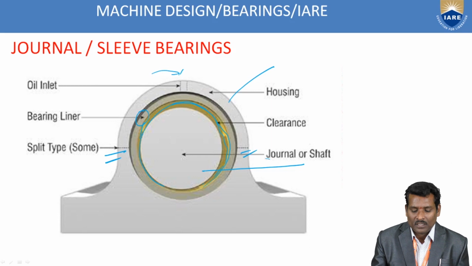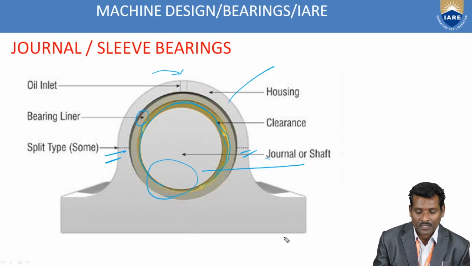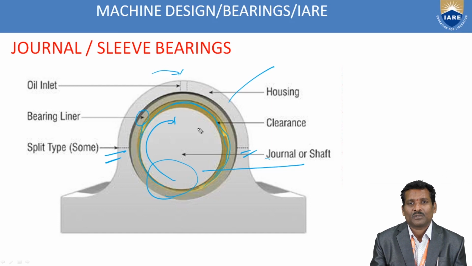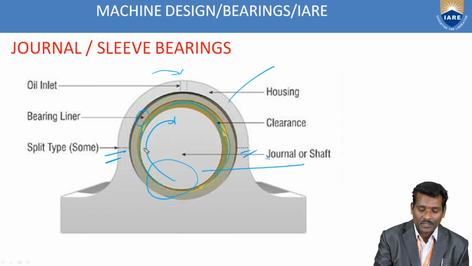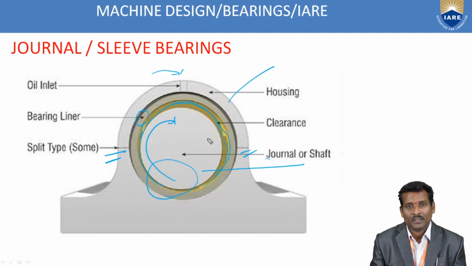See, this is the at-rest condition, and the metal to metal contact is there. When the journal starts rotating, in the clockwise or anti-clockwise direction, slowly the journal moves up and the gap fills with oil. Due to the lubrication property of the oil, the journal will float inside the bearing. So that is the mechanism of the journal bearing. We'll see more in the next section.